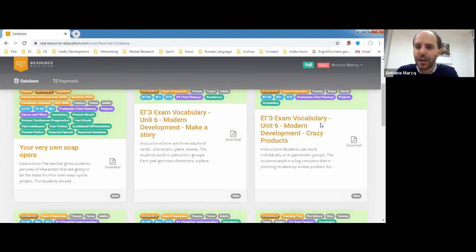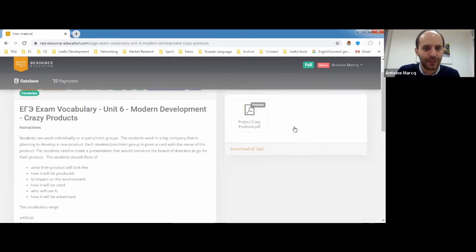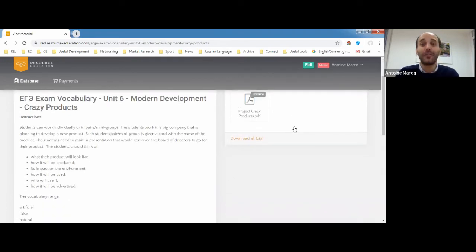And finally, a production activity or a project where students have preparation time. They can put in the effort. They can show off the vocabulary that they want to show off, that they've learned. So this one for modern development, we thought a lot of the vocabulary is linked to some kind of development, some kind of business maybe.